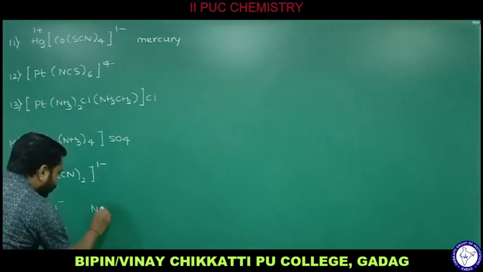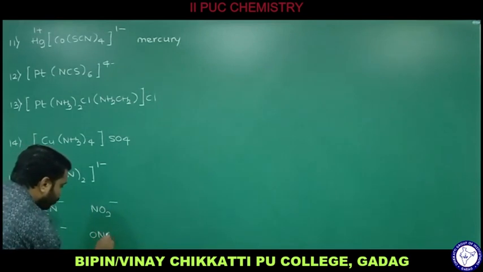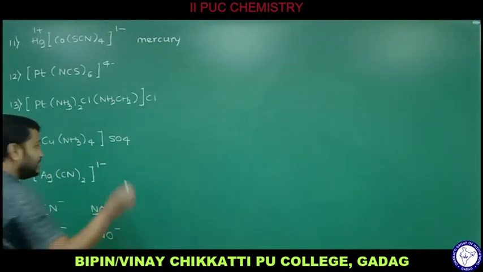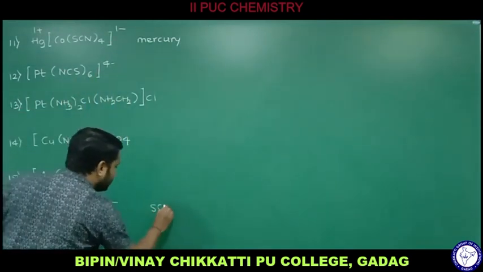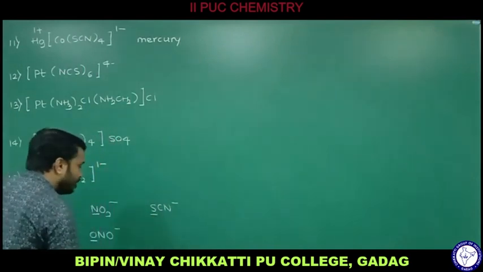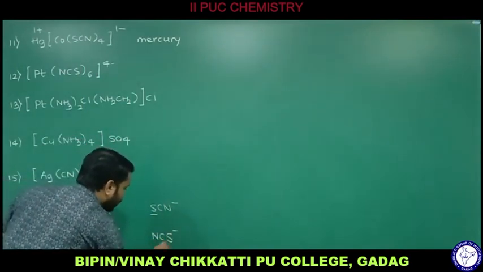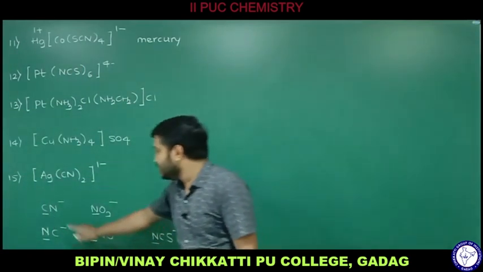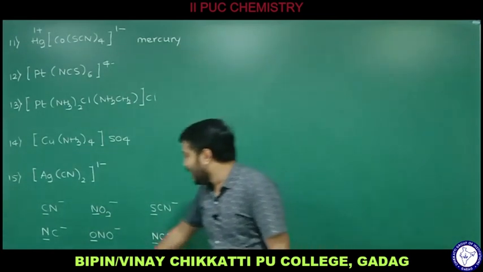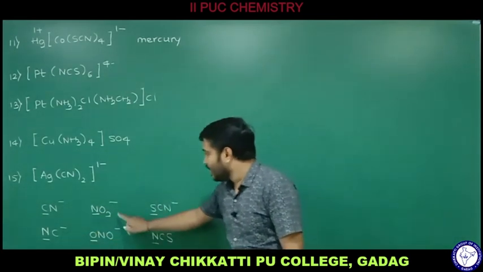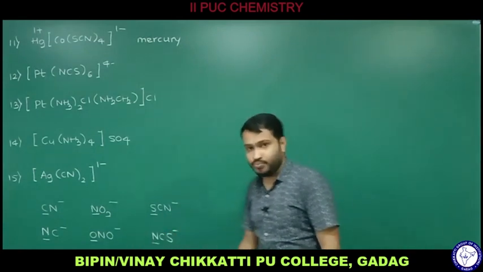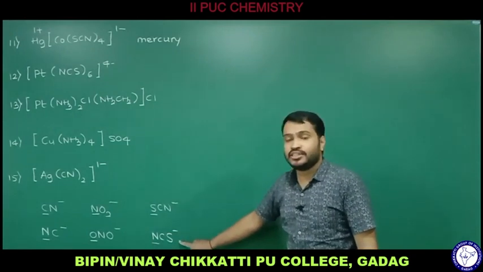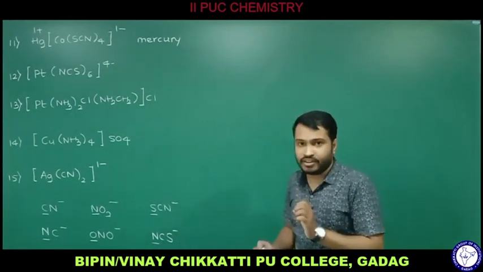And you can consider NO2 minus and you can consider ONO minus also. In this particular species, nitrogen is the ligating atom, in the other, oxygen is the ligating atom. Similarly, in this particular example, SCN minus, sometimes sulfur will be the ligating atom, and in this particular example, nitrogen will be the ligating atom. In that case, the name will be different. This will be cyanido and isocyanido, nitrito, this is thiocyanato and this will be isothiocyanato. So the names will be completely different. This is the one fashion how we write.